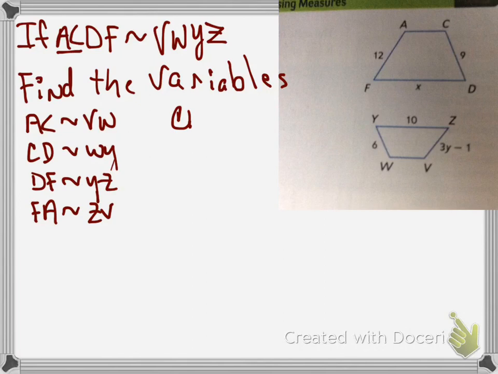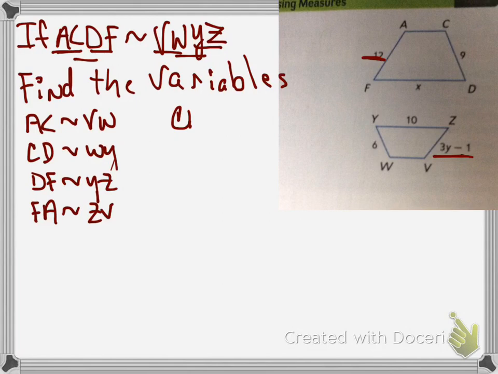I know that doesn't seem like much, but what I'm saying is that this right here corresponds to this one right here. So make sure you're careful with how they're set up, because the letters are telling us which ones should correspond. The order that they go in, like AC, VW, CD, WY, DF, YZ, tells us how those correspond. So what does that allow me to do?